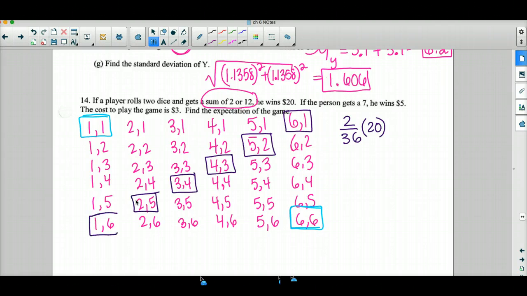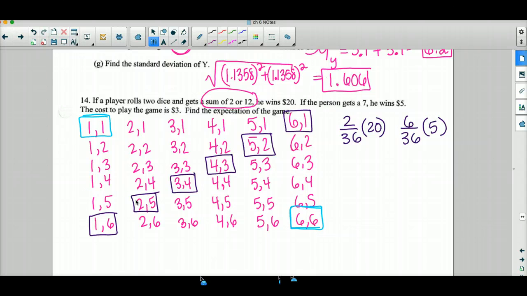What's my probability of getting a 7? 6 out of 36. I'm going to win $5. But this is the problem. I have to pay to play.